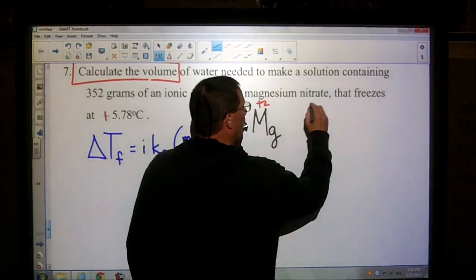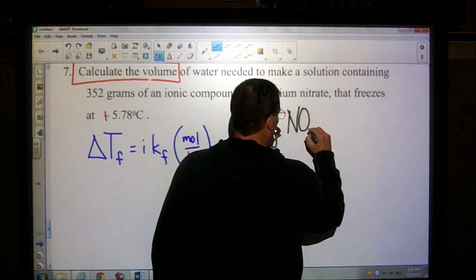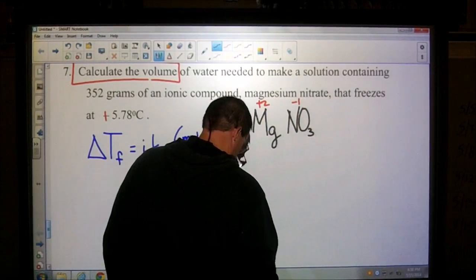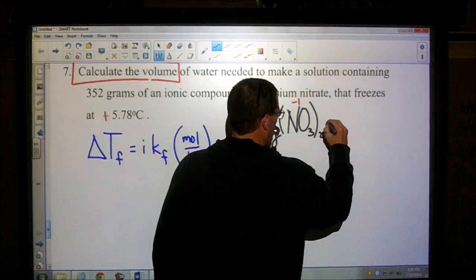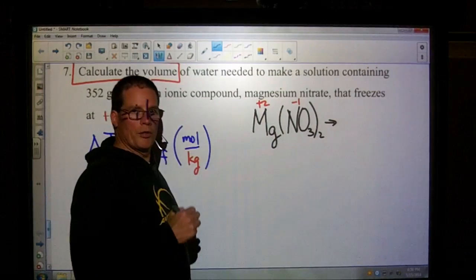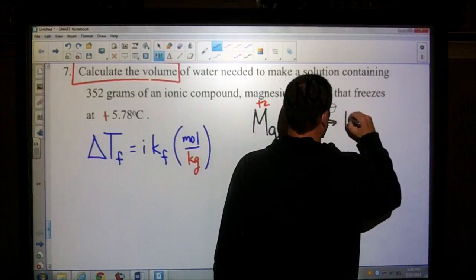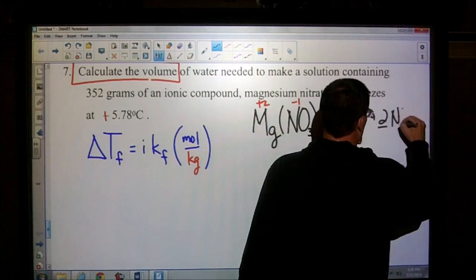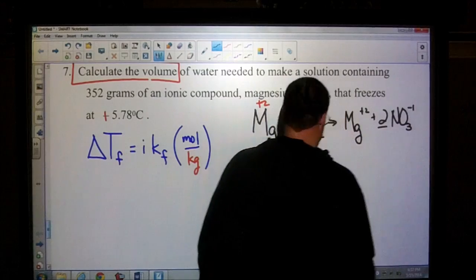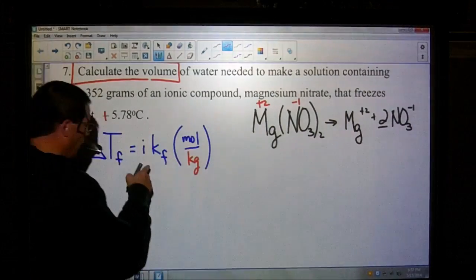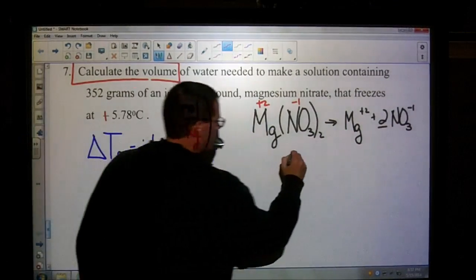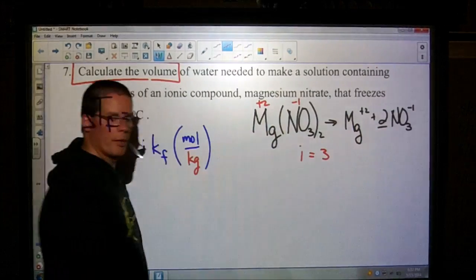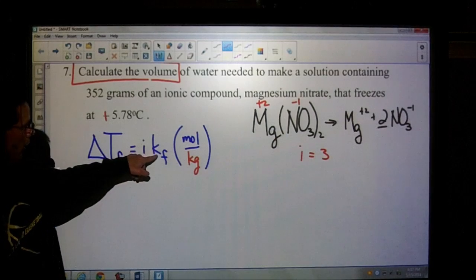Nitrate, NO3, with a -1 charge. So that means that we have 2 of those. When it dissociates, we dissociate it into a magnesium ion and a nitrate ion. So our Van Hoff factor is 3. So we know that our i is equal to 3. We start with 1, we now make 3 ions. So we know that. We know our Kf.